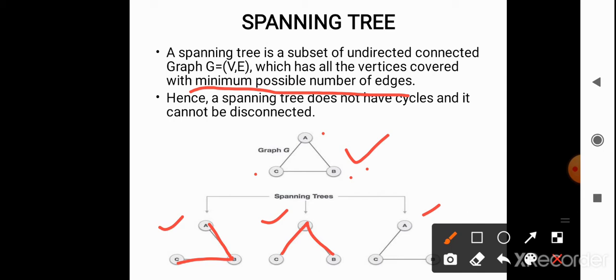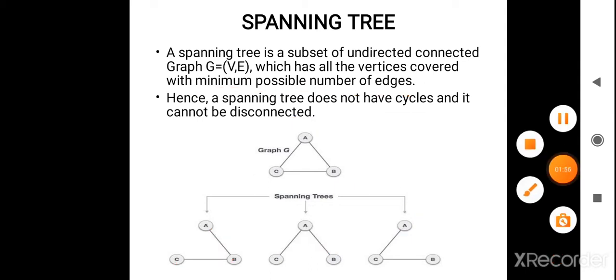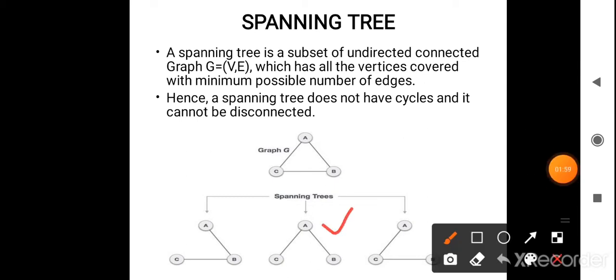Then what is an important property of a spanning tree? It doesn't have a cycle and it cannot be disconnected. We can create a spanning tree with all the vertices A, B, C. We can connect like this, or A is connected to C and C is connected to B. Otherwise, A is connected to C and B, or A is connected to B and B is connected to C. So different types of spanning trees can be created.